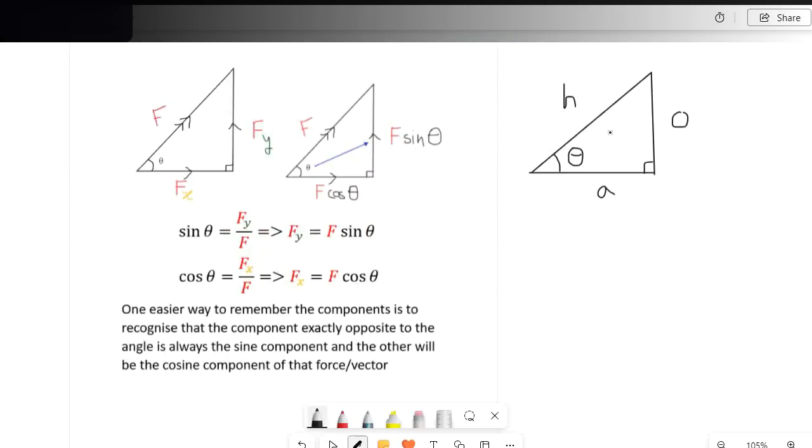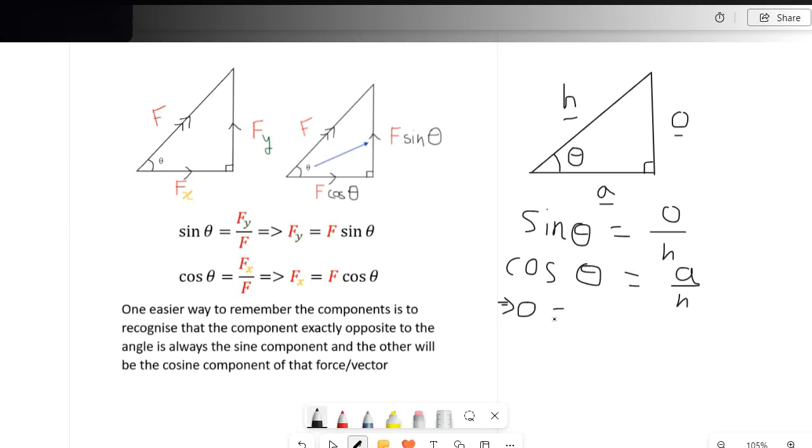If you remember from the previous videos, we discussed trigonometry, and in our right angle triangle, where we have opposite, adjacent and hypotenuse, sine theta is equal to opposite by hypotenuse and cos theta is equal to adjacent by hypotenuse. So rearranging for A and O, we can say that O is equal to H sine theta, the opposite, and for the adjacent, A is equal to H cos theta.